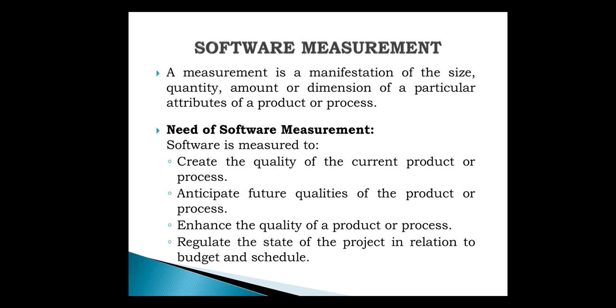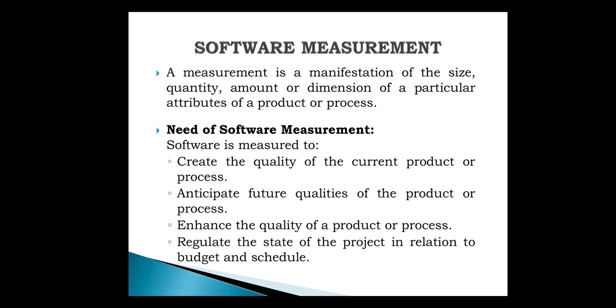So, need of software measurement. Software is measured, first, to create the quality of the current product or a process. Then it is used to measure the anticipated future qualities of the product or a process. It is also used to measure or enhance the quality of the product or process.